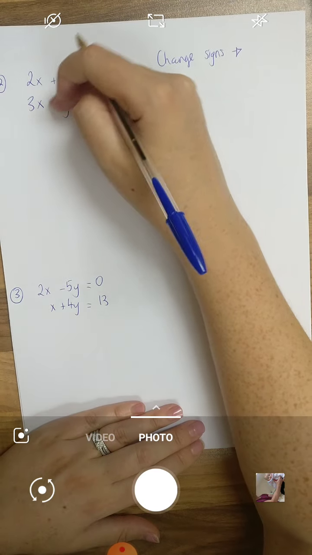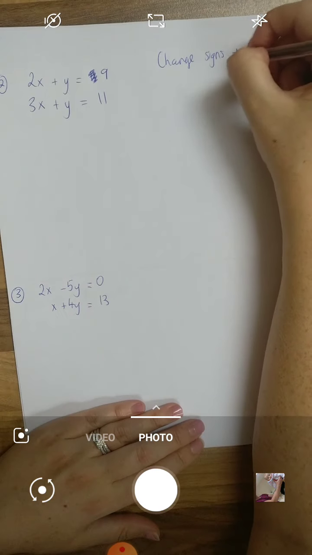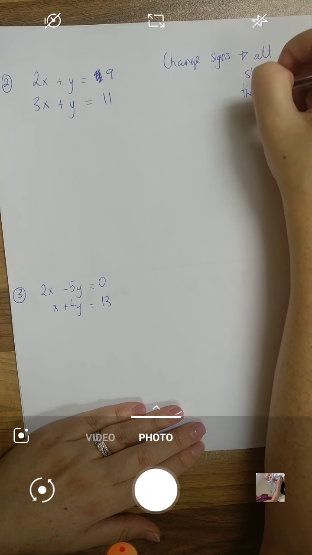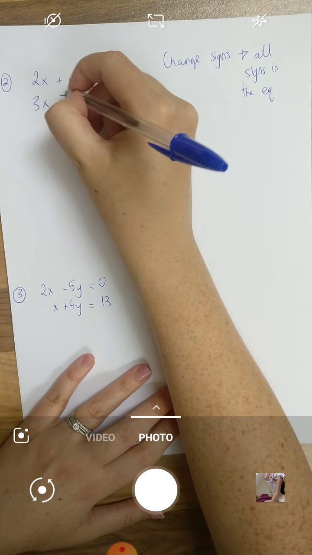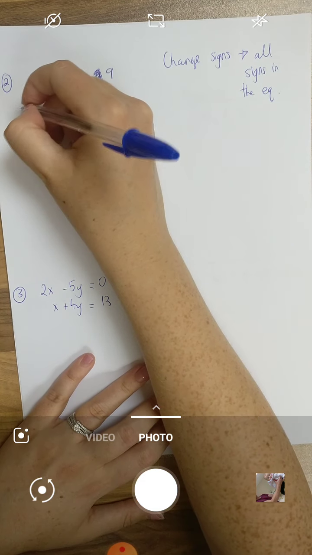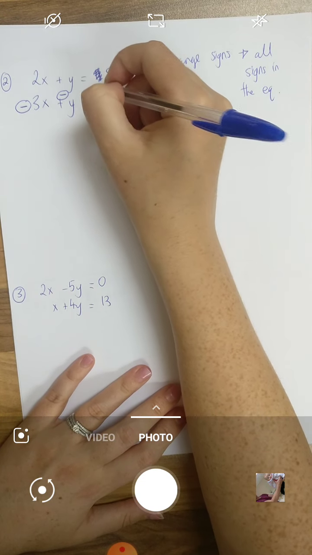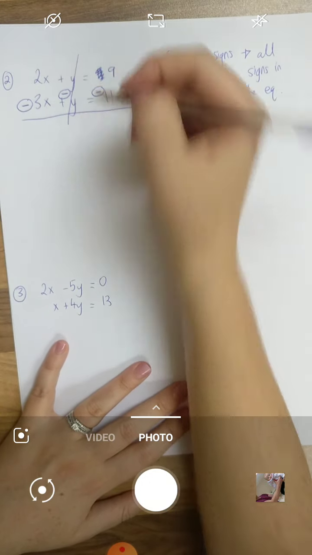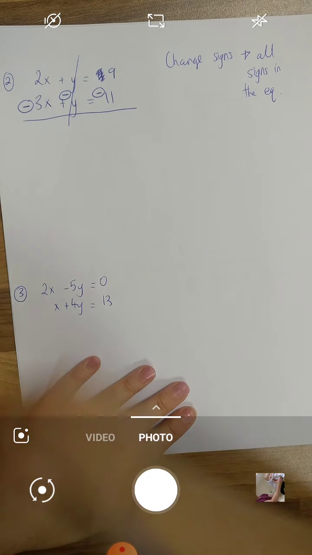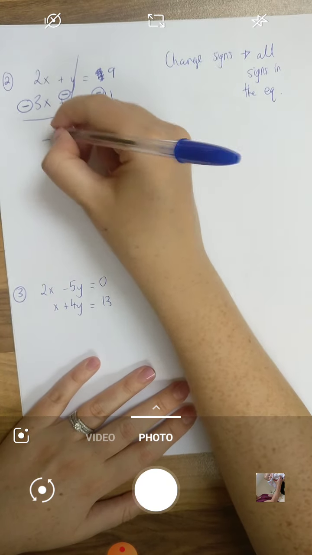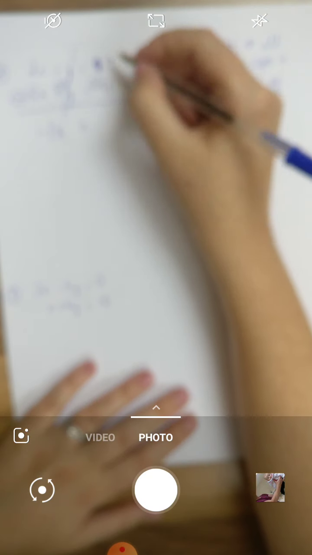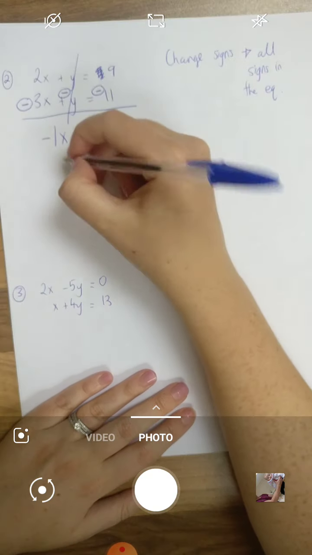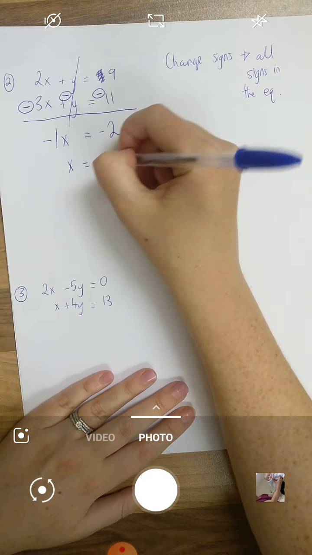Now, if you want to change, say, the sign here to a negative y, you have to change all signs in the equation. So if I change this to a minus y here, then this 3 needs to become minus, and this 11 also needs to become minus. And now we have y minus y, which is 0. 2x minus 3x is minus 1x, and 9 minus 11 is minus 2. So we now have x equals minus 2.